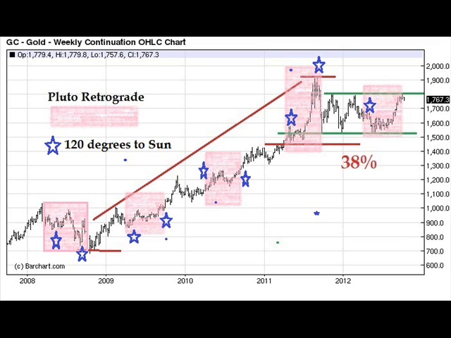Perhaps not as accurate as the 0, 180, or 90 degree aspects, but I have included this chart to show you that the peak in gold in August of 2011 coincided very, very nicely with a 120 degree aspect between Pluto and the Sun.